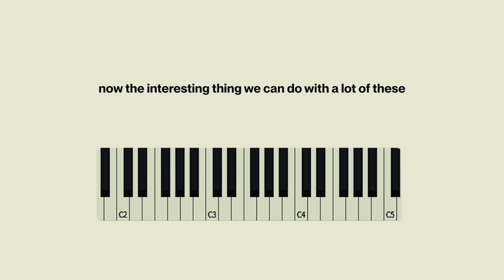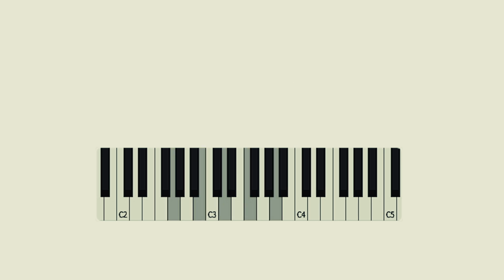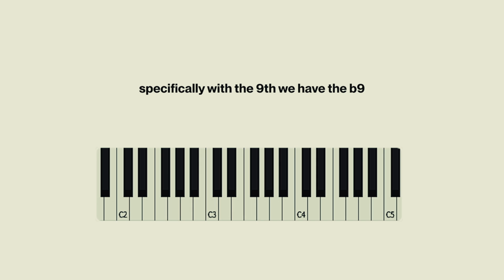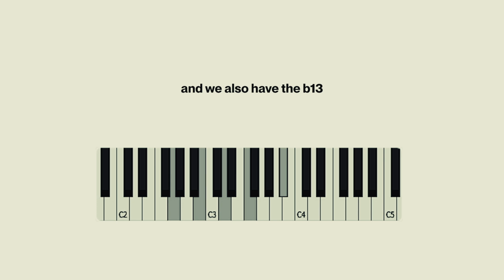Now the interesting thing we can do with a lot of these natural tensions is flat and sharpen them. Specifically with the 9th, we have the flat 9 and the sharp 9 as available tensions, and we also have the flat 13. Those are all available tensions within the dominant chord.